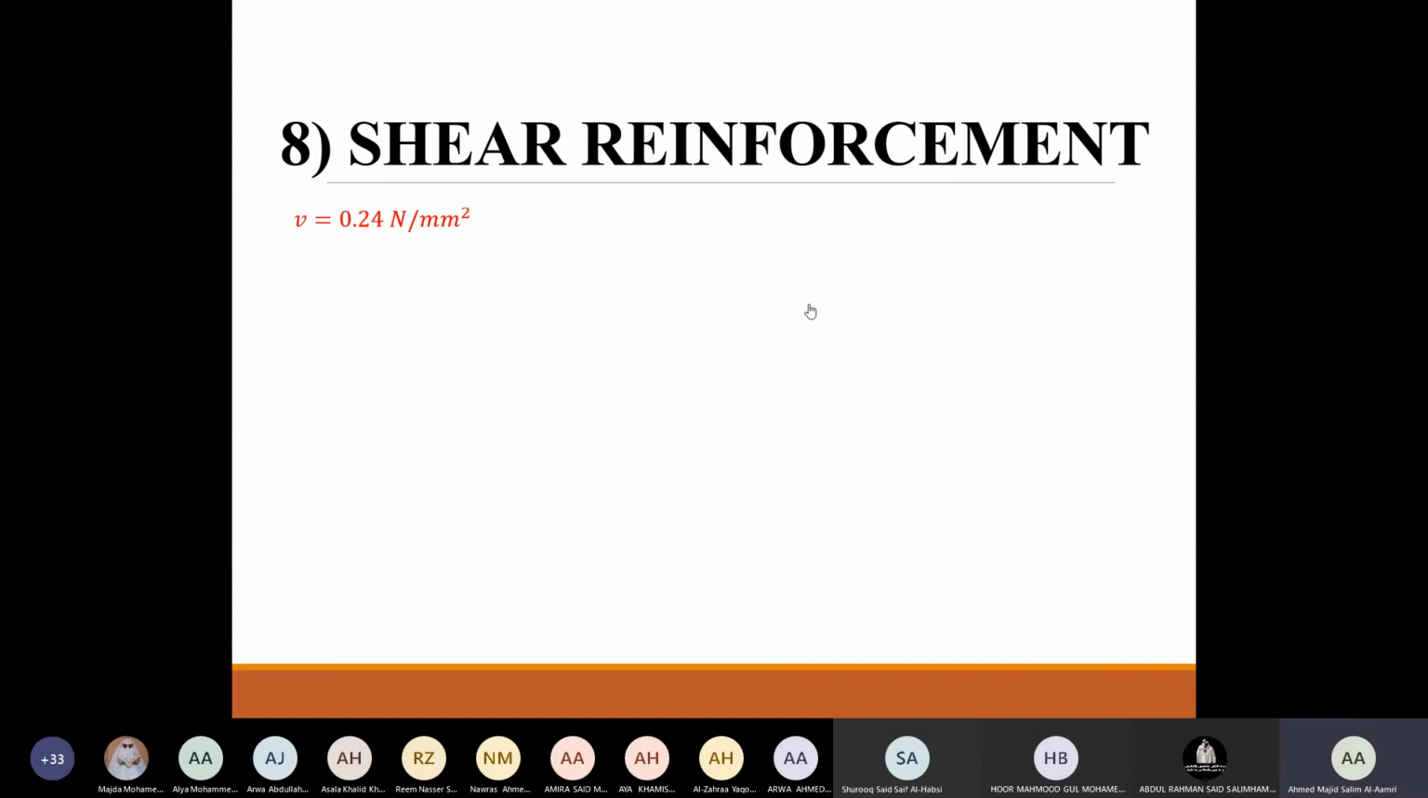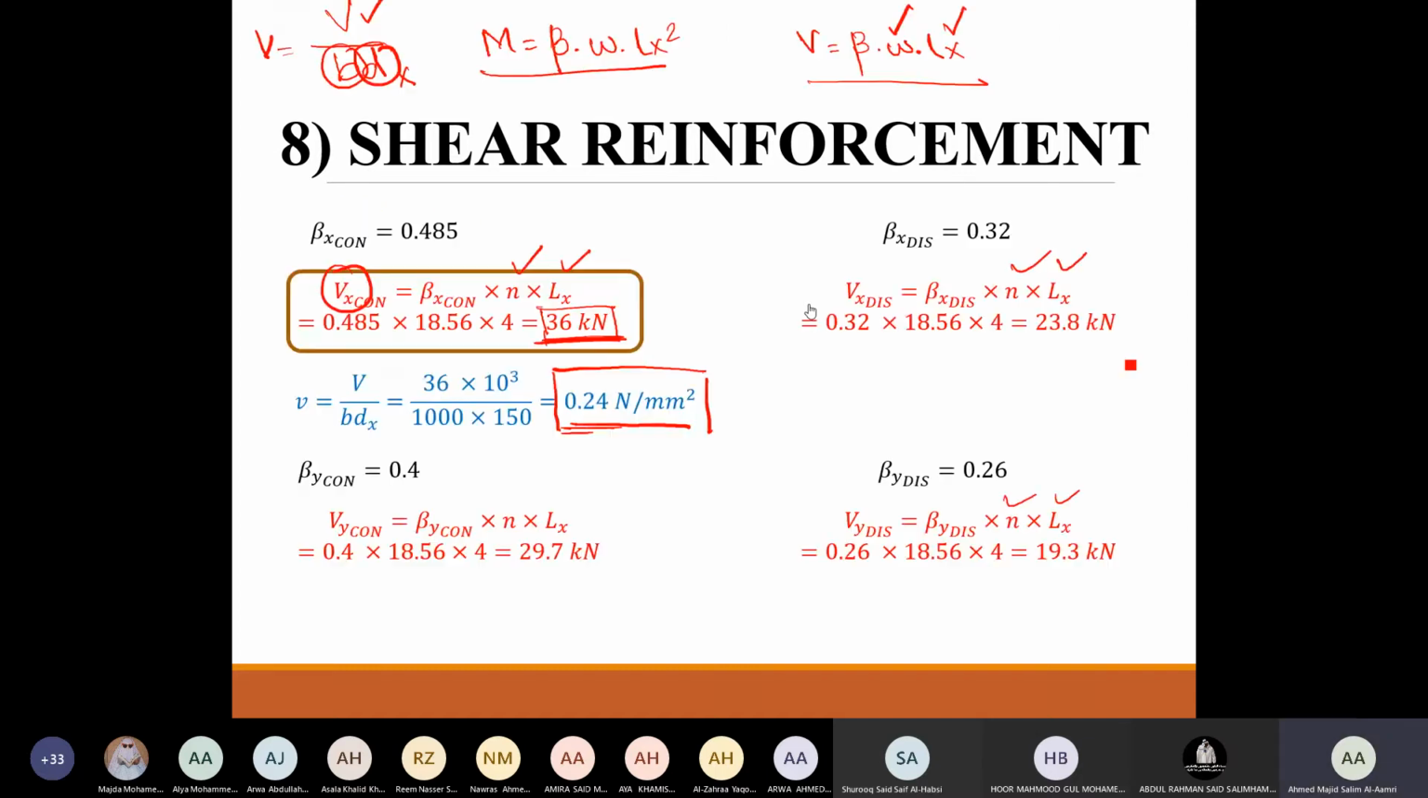I didn't understand you. What do you mean we will look to the higher value? I said for you, among the four values, you are going to pick the highest one. So the highest is 36. Now this 36, is it in the direction of X or Y? It's clearly mentioned here that it's X. So of course I'll be using dx. This shear force will be taken by the reinforcement of X. That's why we need to calculate for dx only. Shear force of Y will be taken by the reinforcement of Y. That's why we need to calculate dy.